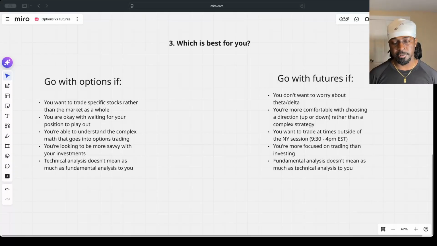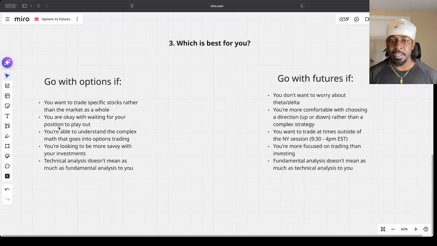All right, now we're going to go over which is best for you. Let's just start with options. I'm going to say you're going to want to go with options if you'd rather trade specific stocks rather than trading the market as a whole. And this is good, like I said earlier, because there could be certain catalysts that could drive a certain stock up 10, 20, 50% plus, while the market as a whole maybe went up 0.5% that day.